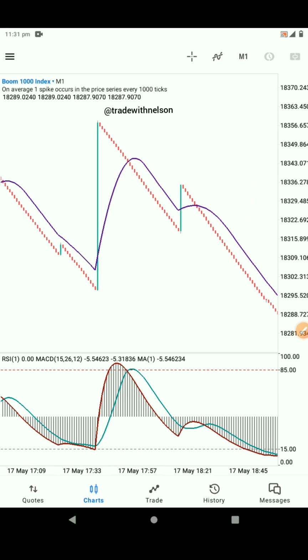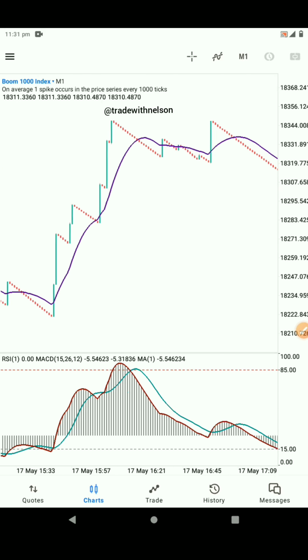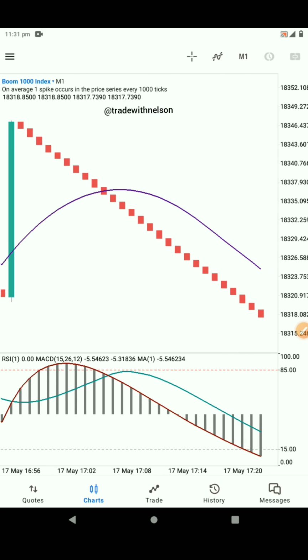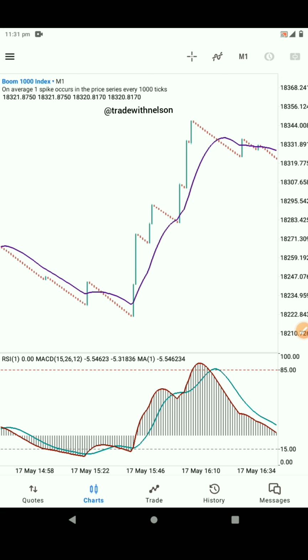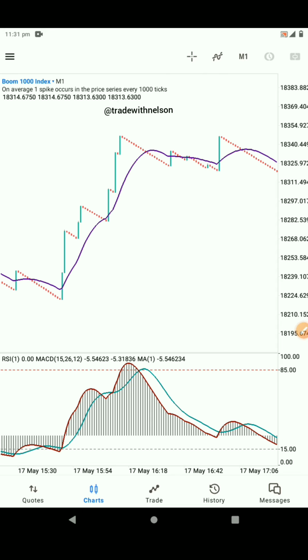So if you follow my settings correctly, your chart should look exactly as what you see over here. For the zoom level, let's say this is the innermost zoom, you will zoom in 3 times: 1, 2, 3. So this is the best zoom level for this strategy.